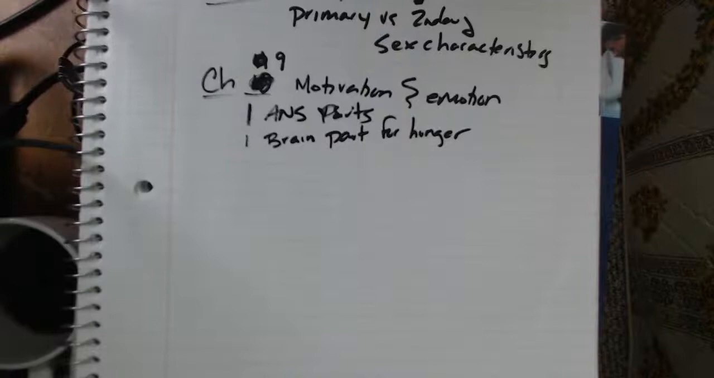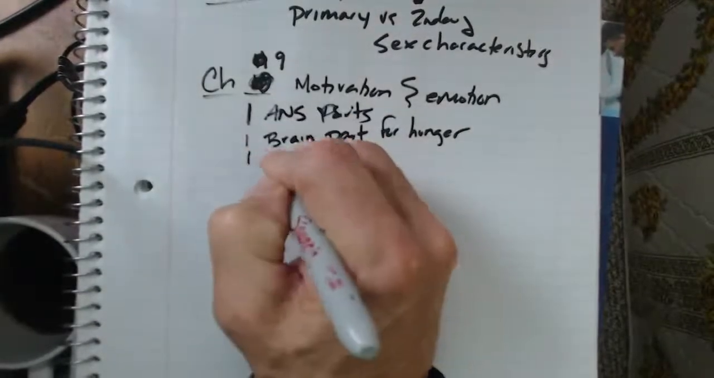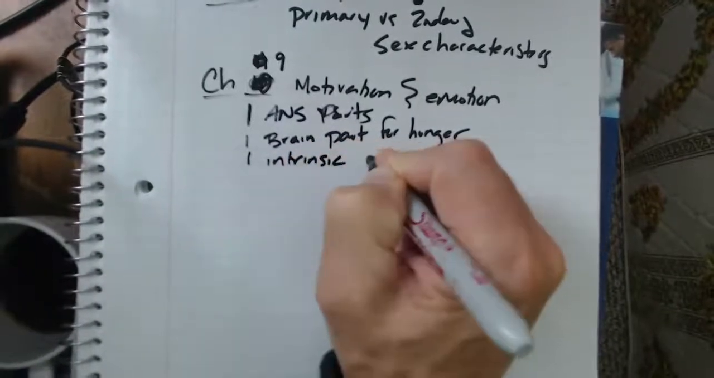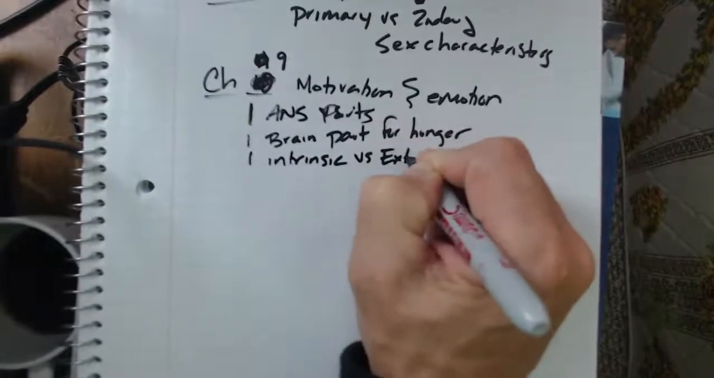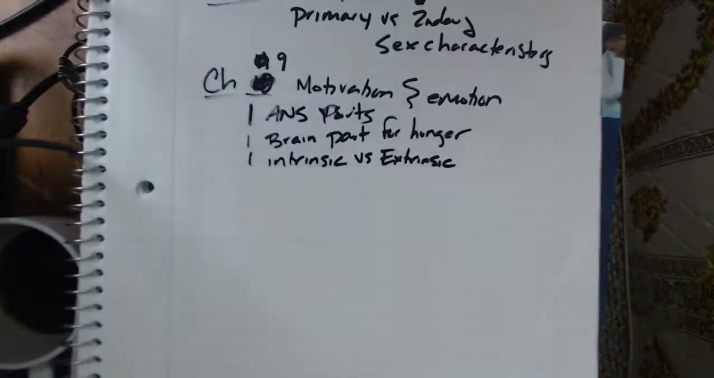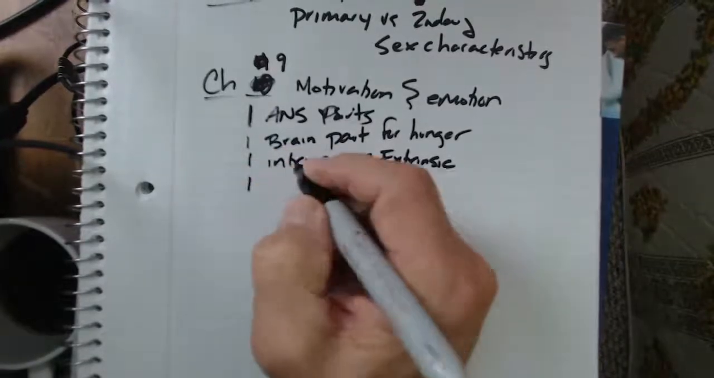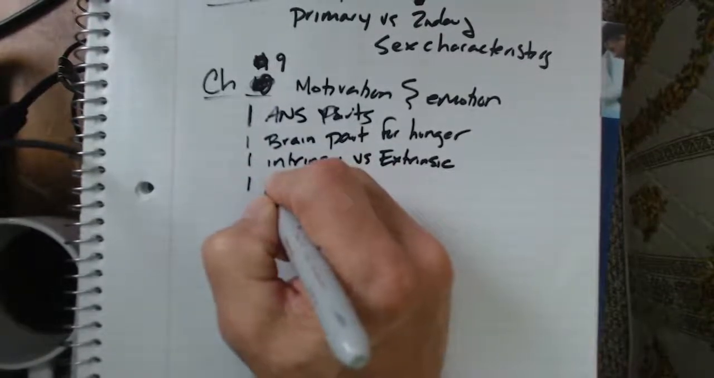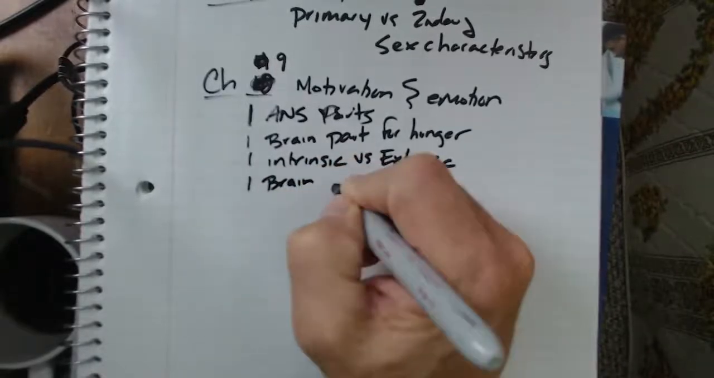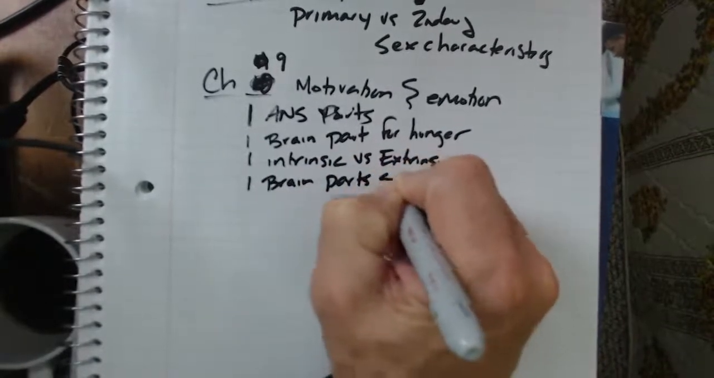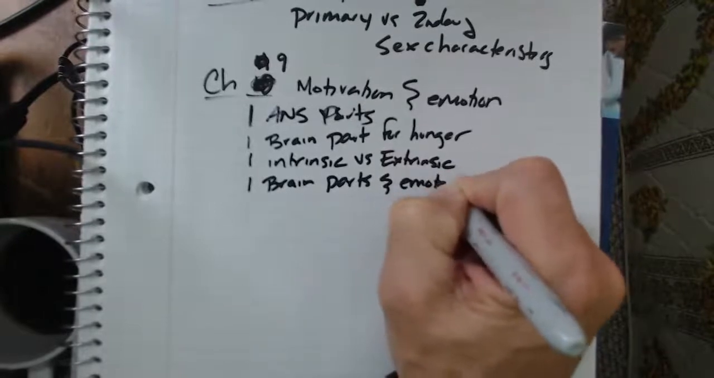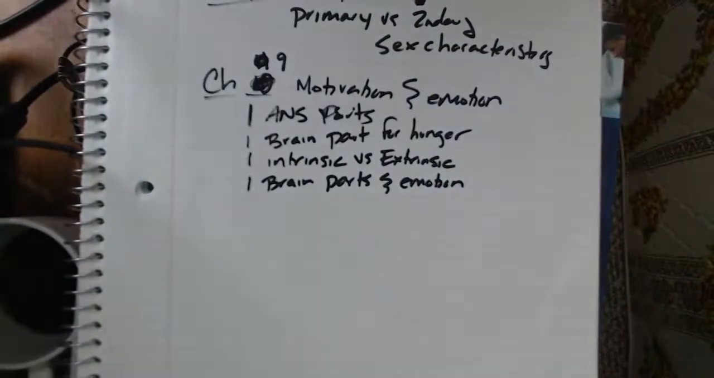There is 1 question on intrinsic versus extrinsic motivators. Then there is 1 question on brain parts and emotion. Remember I talked about the amygdala and the frontal lobe?